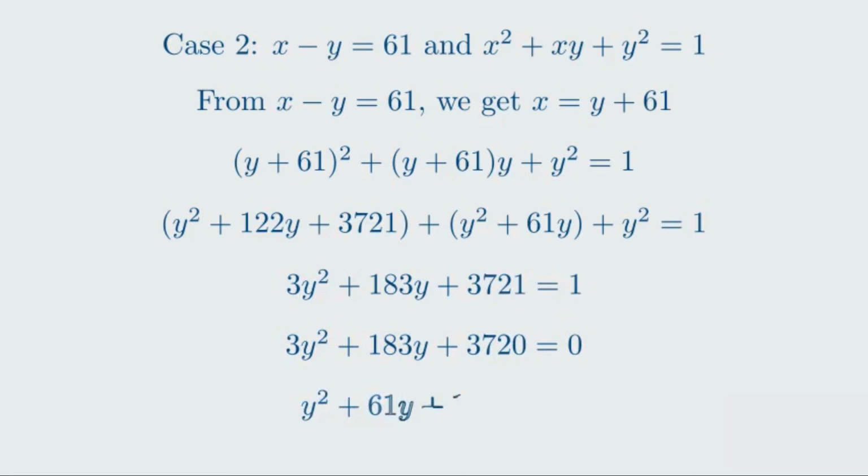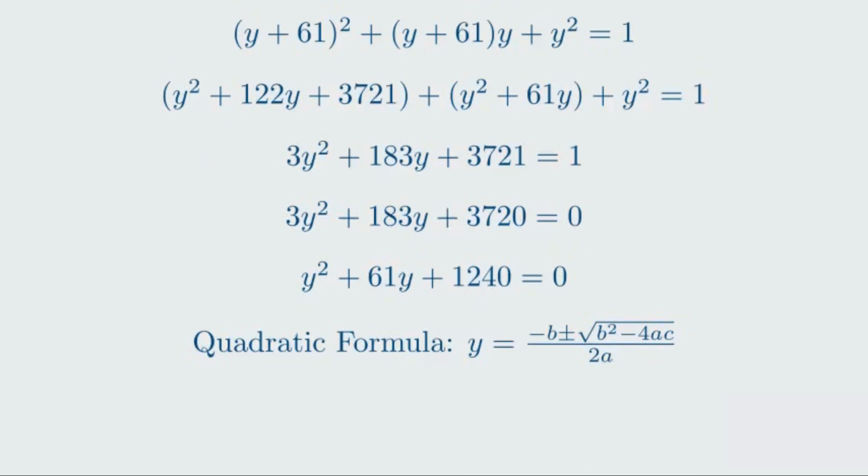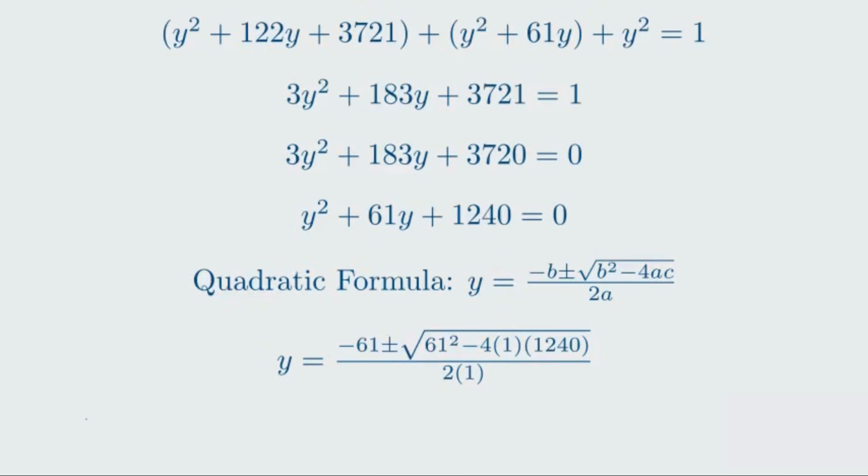Now, we need to solve this for y. We can use the quadratic formula. The quadratic formula is y equals -b, plus or minus the square root of b squared minus 4ac, all divided by 2a. For our equation, a is 1, b is 61, and c is 1240. Plugging these values in, we get y equals -61 plus or minus the square root of 61 squared minus 4 times 1 times 1240, all divided by 2. Let's calculate the discriminant, which is the part under the square root. 61 squared is 3721. 4 times 1240 is 4960. The discriminant is 3721 minus 4960, which is -1239.